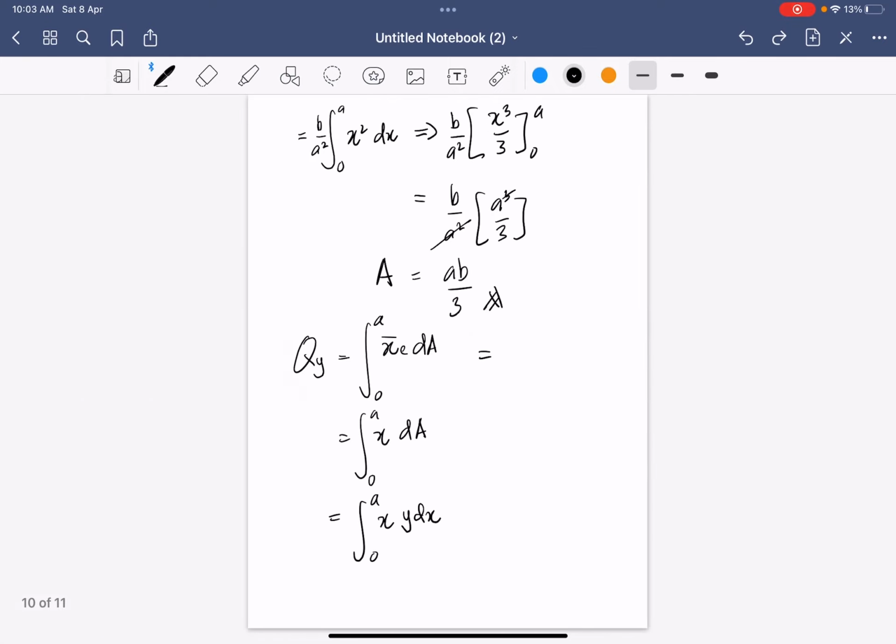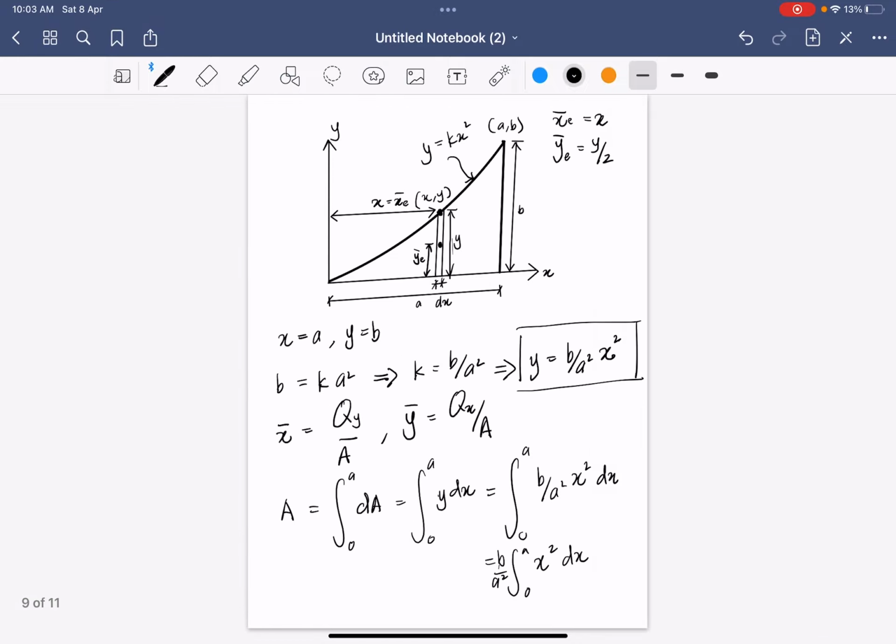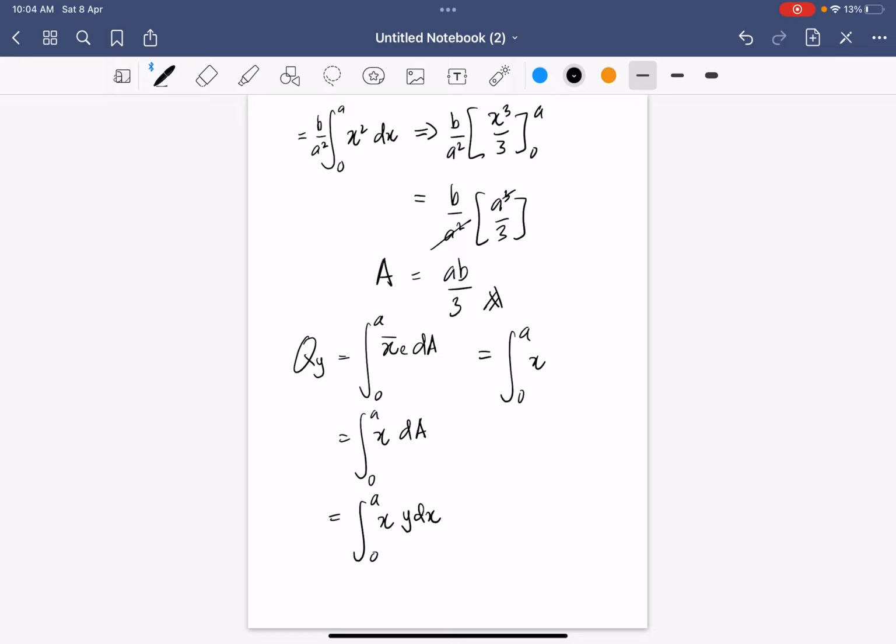Okay, so now the integration becomes x times y, where y is equal to b over a squared times x squared. So b over a squared x squared dx. Put the b over a squared outside, because they are constants. So x times x squared becomes x cubed.